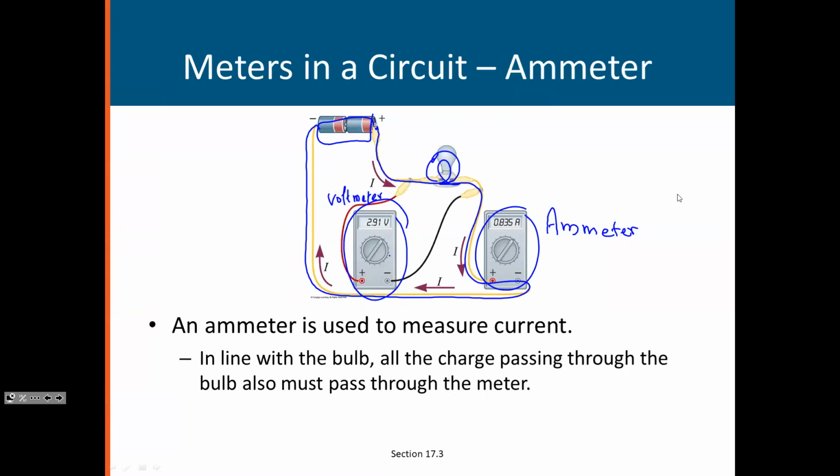Here we go. Now in this diagram, you can see the ammeter is connected in series with the bulb and the voltmeter is connected parallel to the bulb. Good. So let's continue. Go to the next slide.